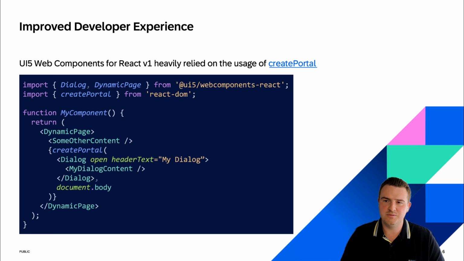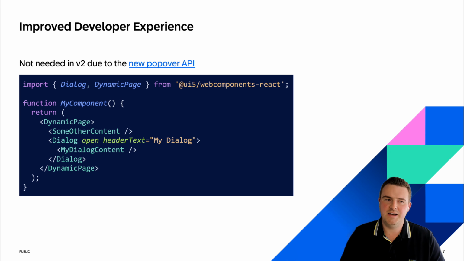So when going to UI5 Web Components for React 2.0, you can simplify this code, and due to the new Popover API, you can just open the dialog directly in the page without needing to create some portals and render it somewhere else in the DOM. So this should also reduce the cognitive complexity of your application.